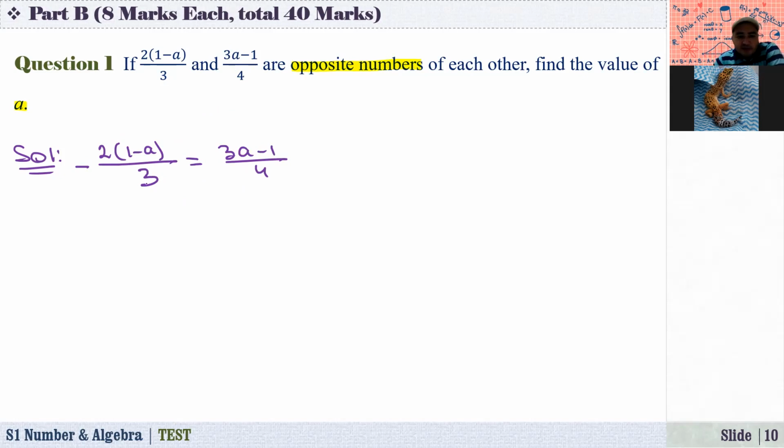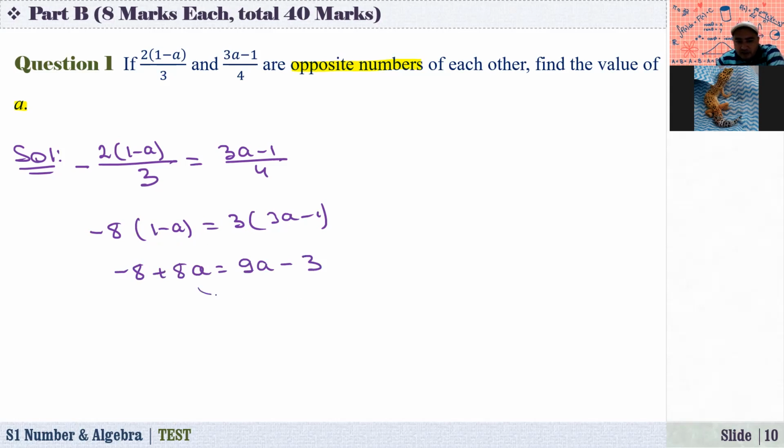Now from here, first let's just cross multiply. If you cross multiply, 4 times 2 is 8, so -8 times (1 minus a) is equal to 3 times (3a minus 1). Now expand the brackets and take unknowns to the left-hand side, numbers to the right-hand side. -8 times 1 is -8, -8 times -a is plus 8a. On the right-hand side, 3 times 3a is 9a minus 3.